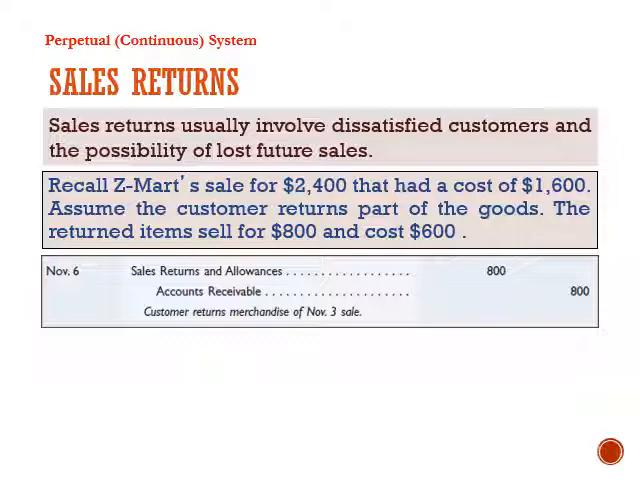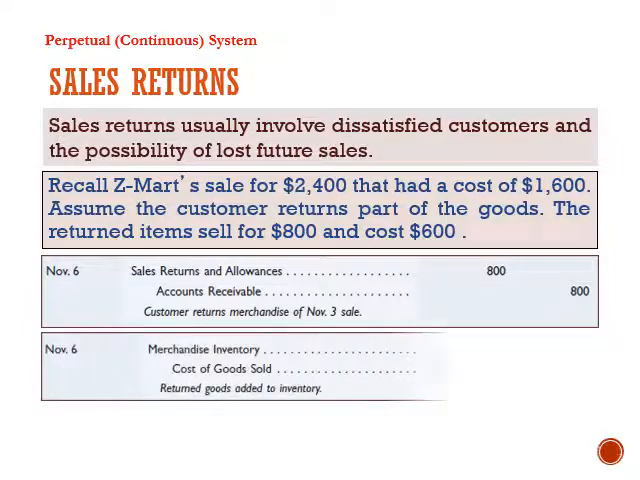If the merchandise returned to Zmart is not defective and can be resold to another customer, Zmart returns these goods to its inventory. The entry to restore the cost of such goods to the inventory account is a debit to inventory and a credit to cost of goods sold for $600.